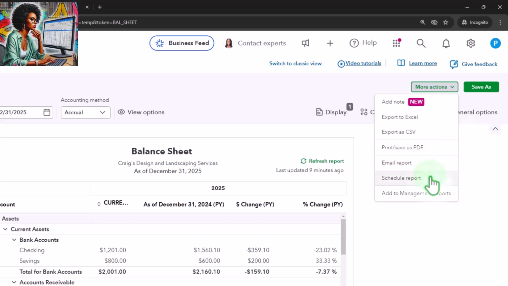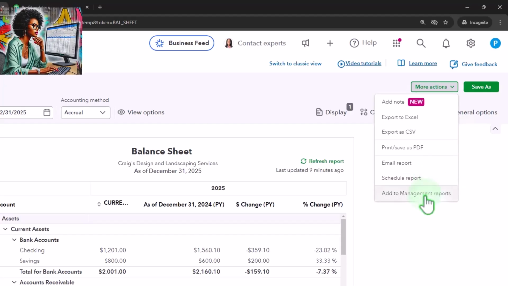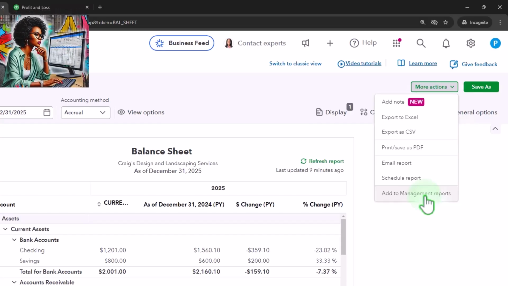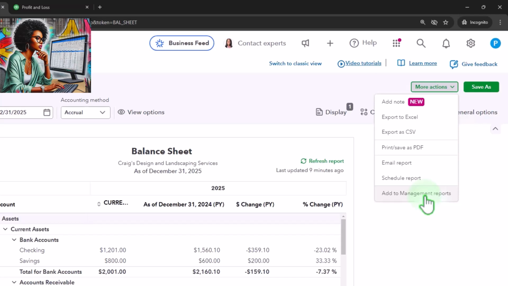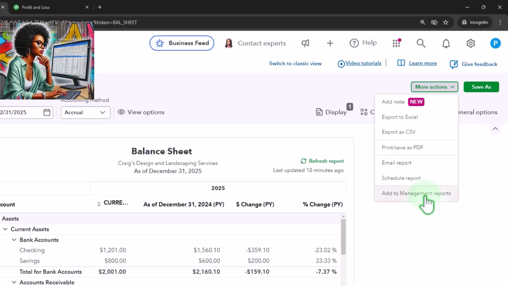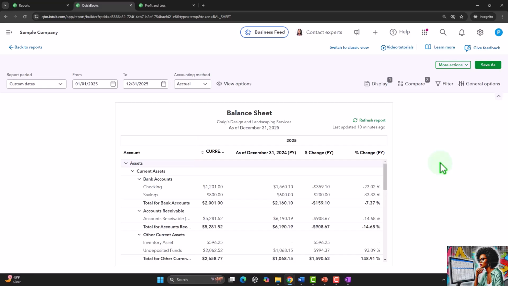Schedule a report, add to management reports. The management reports are going to be one of the things that QuickBooks has to group reports together in a little bit more formal style. So again, that might be one option to provide the reports in a little bit more formal type of way. We'll talk about those options more in future presentations.